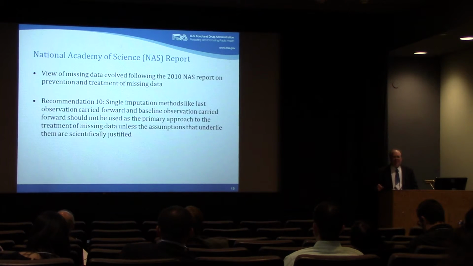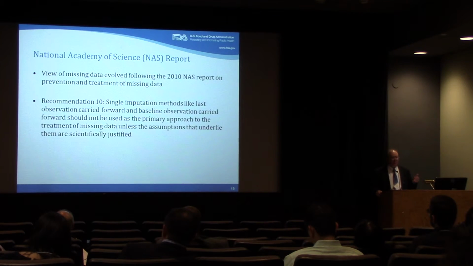Missing data, particularly in the past few years, has been a big issue at the FDA. There wasn't enough done previously on designing clinical trials to not have much missing data, and on what to do in the analysis in the presence of missing data. The FDA had a council formed through the National Academy of Sciences. They put together a report that was published in 2010. One of the recommendations is, in essence, discouraging the use of single imputation methods like last observation carried forward.